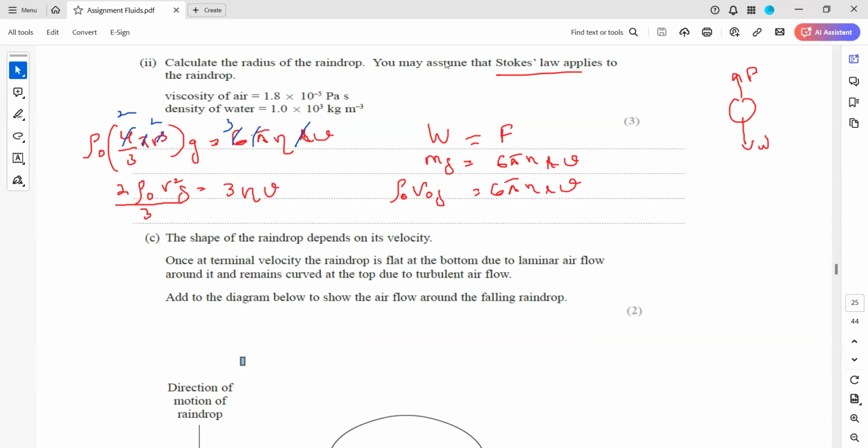We have the viscosity of air, that's the fluid. We have the terminal velocity. In the previous part, we worked out the terminal velocity, which was about 7 meters per second. The density of the object, the density of water, is given. Gravity is constant, so we can just simplify and work out the value for r. If we don't ignore the upthrust, the formula will change.